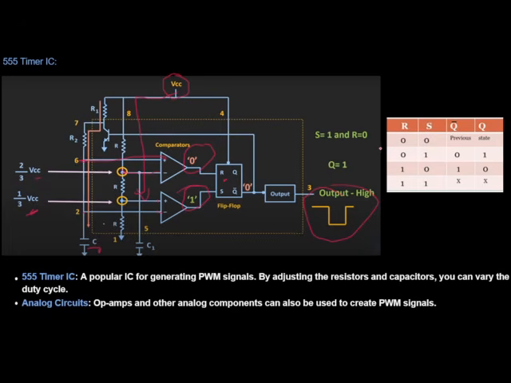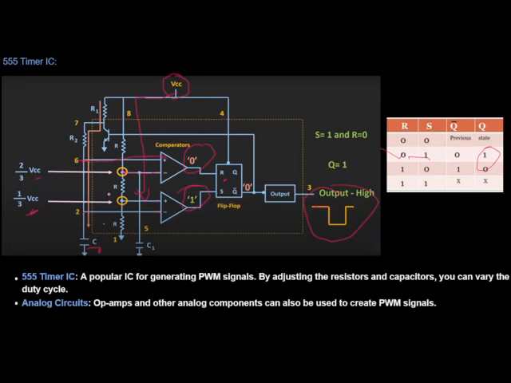This box is basically for remembering only, because you cannot directly derive how we are getting this. So if the value of R is 0 and the value of S is 1, then at the output, that means the value of Q will be 1. That means at the output you will get the high value.